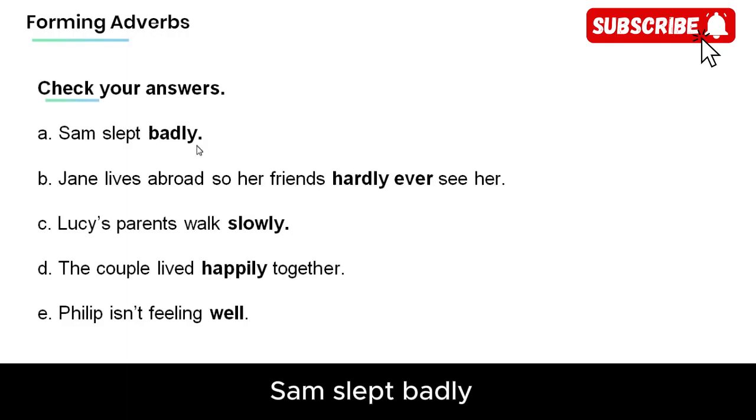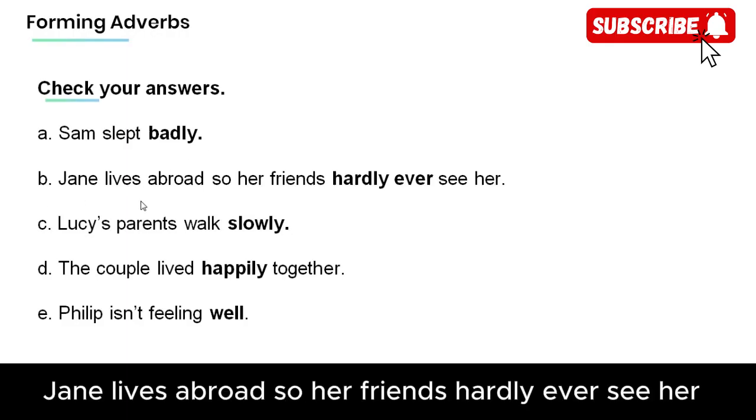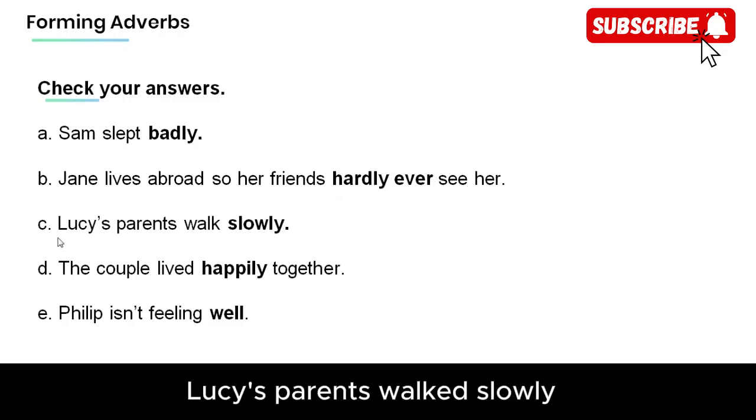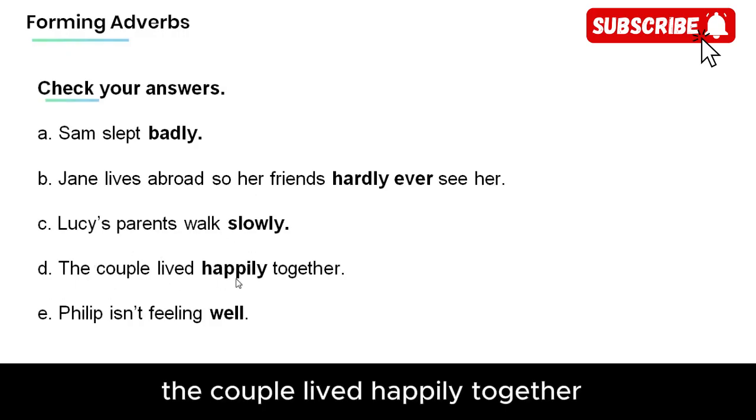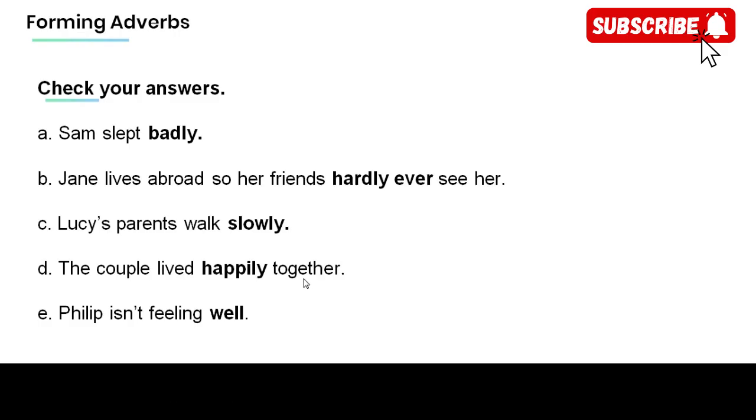Sam slept badly. Jane lives abroad, so her friends hardly ever see her. Lucy's parents walk slowly. The couple lived happily together. Philip isn't feeling well.